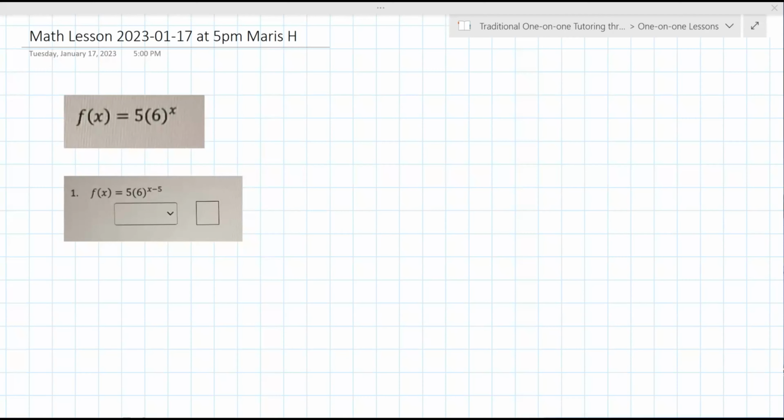Is if you are familiar with Desmos, and we're going to use that today. I really like it as a learning tool. Let me know, are you able to see my screen yet?